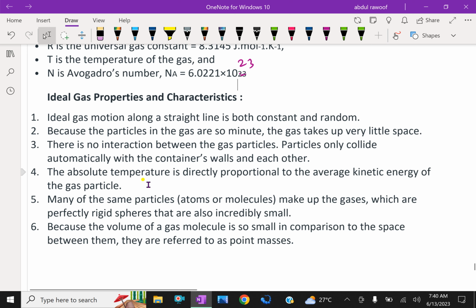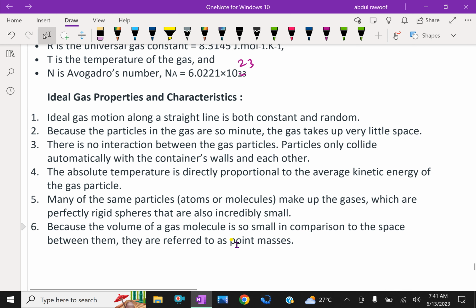The absolute temperature is directly proportional to the average kinetic energy of the gas particles. Many of the same particles, atoms or molecules make up the gases, which are perfectly rigid spheres that are also incredibly small. Because the volume of the gas molecules is so small in comparison to the space between them, they are referred to as point masses.